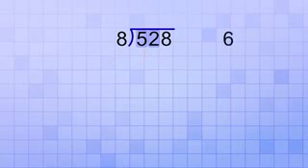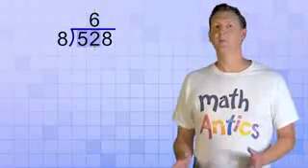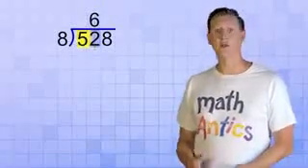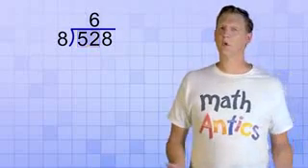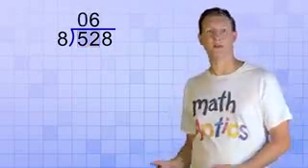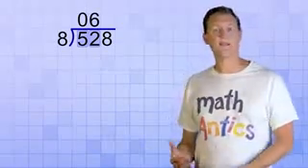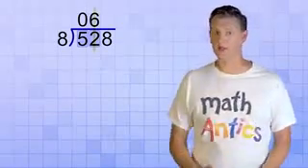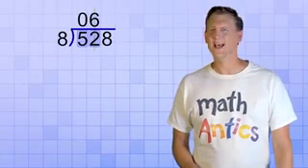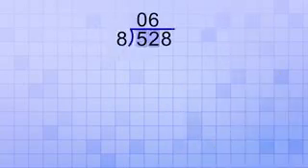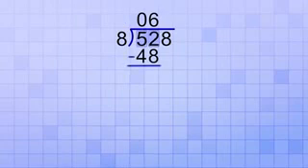So we'll put a 6 in our answer line, right above the 2. Why does it go there? Because we had to skip the first digit and group it with the 2. If we wanted to, we could have put a 0 above that first digit, since the 8 wouldn't divide into it any times. And if that helps you keep track of which answer digit you're on, then that's a good idea. But it's not required. So, 6 times 8 equals 48, and then 52 minus 48 gives us a remainder of 4.